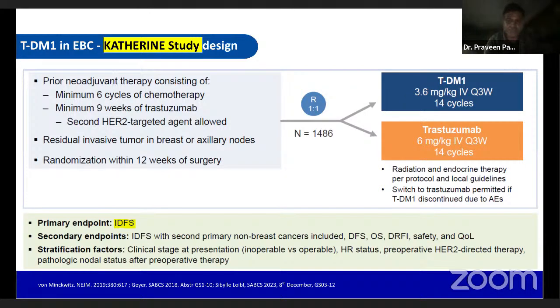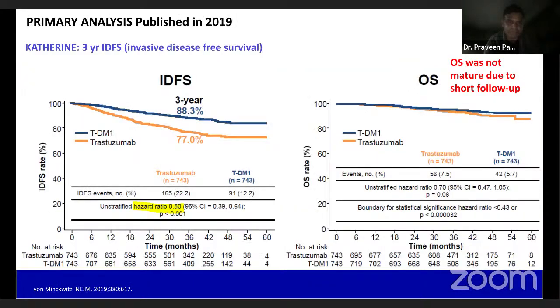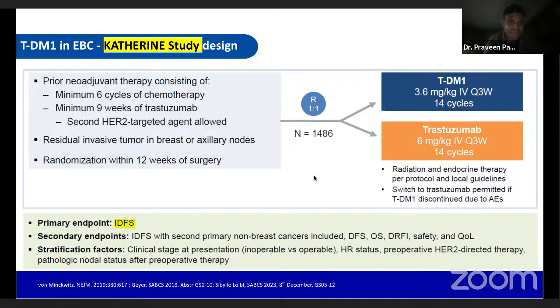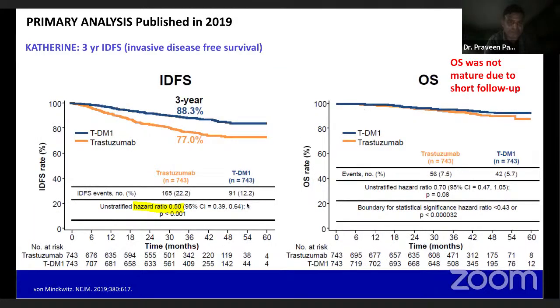So TDM1 was given at the standard dose of 3.6 milligram per kg every 3 weeks for 14 cycles, or trastuzumab alone was continued at 6 mg per kg every 3 weeks for 14 cycles. Around 1,500 patients, a good number of patients, were included in this trial. The primary endpoint was IDFS, and the secondary endpoint was the OS data. The primary results were published in 2019.